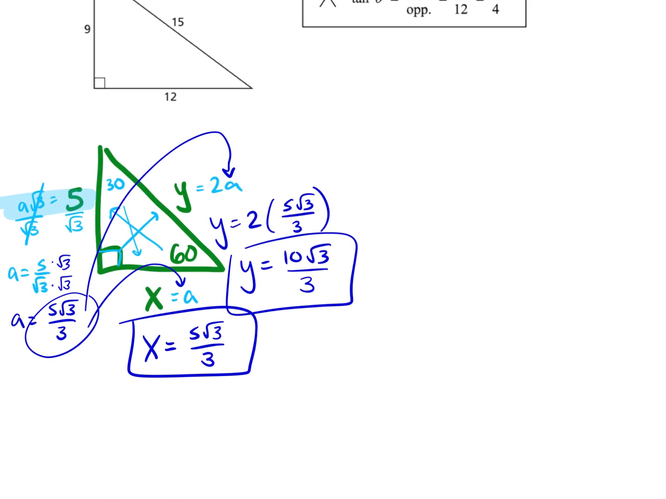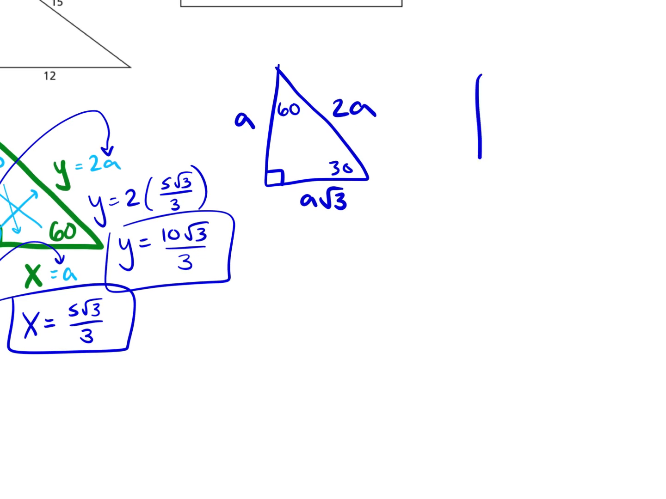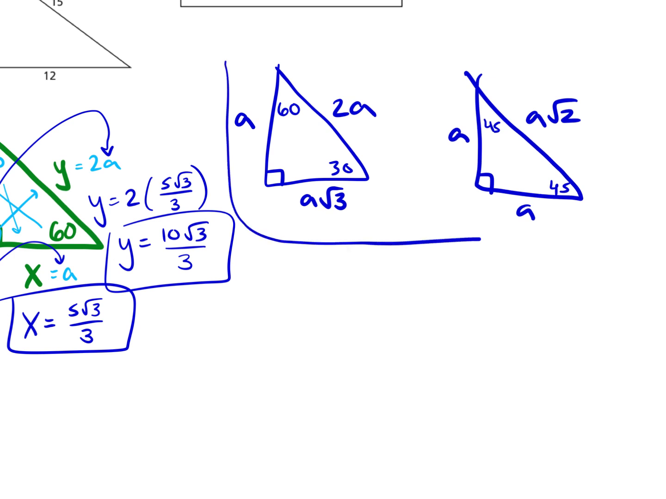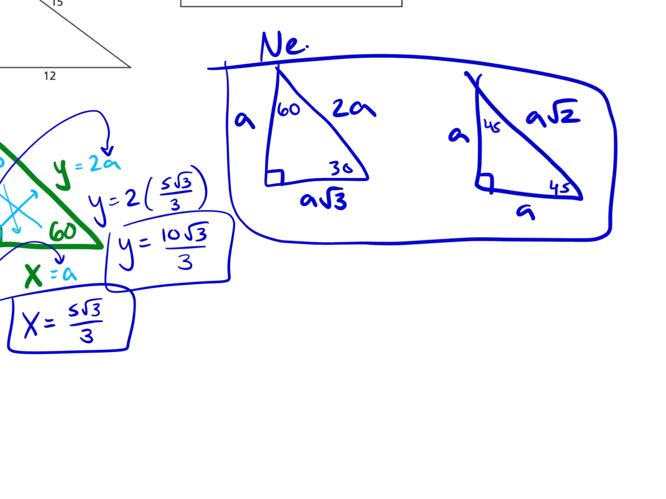So it's important to know your special right triangles. In a 30, 60, 90 triangle, opposite of the 30 is your A, opposite of the 60 is A square root 3, and your hypotenuse, or opposite of the 90, is 2A. And then in a 45, 45, 90, the 2 legs, or opposite of the 45s, are your A, and the hypotenuse is A square root 2. So these you need to know.